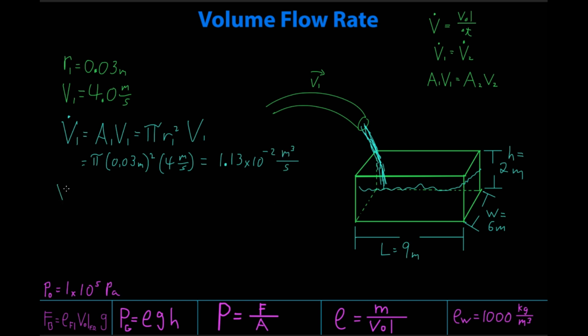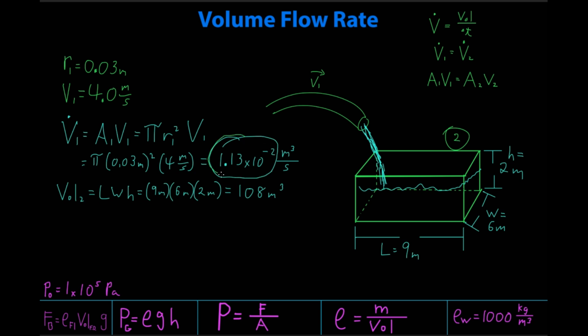While we're here, I can also get the volume of the pool. So if the hose is 1, I'll just say the pool is 2. That's simply length times width times height, and that would be 108 meters cubed. So if you think about it, this is how much fluid is actually coming out of the hose per second. And since that fluid is going into the pool, all we need to do now is find out how much time does it take for this volume flow rate to hit this volume.